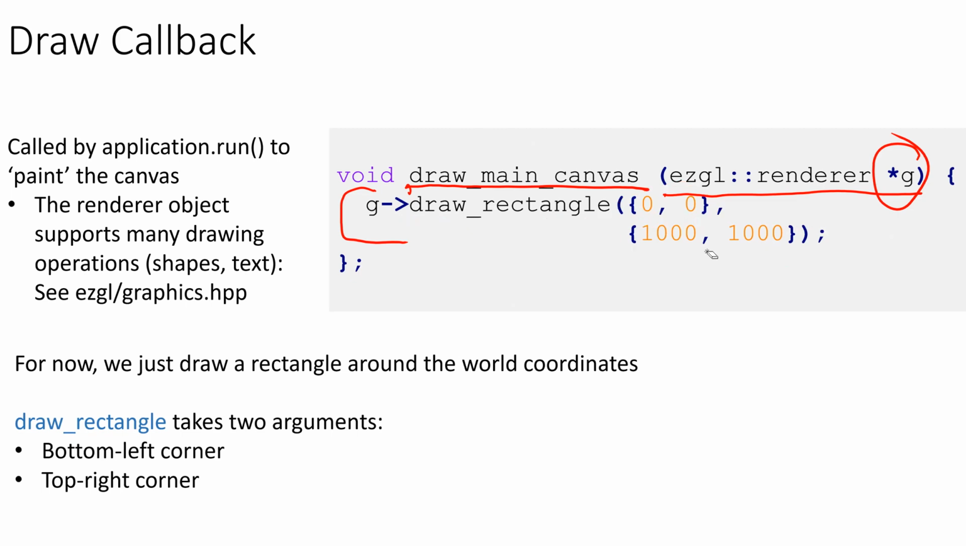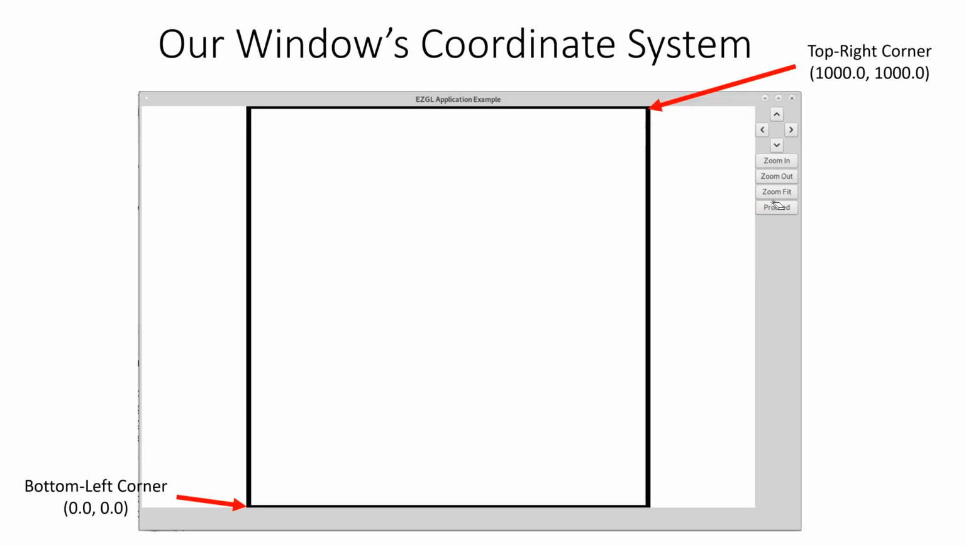So let's go look at what do you think this is going to draw? Given my coordinate system, how big do you think this rectangle is going to be? Is it going to be small? Is it going to fill most of the screen? What do you think? So I said the coordinate system was 0, 0 to 1000, 1000. Yeah, it's going to basically fill the whole window. So my drawing calls and my coordinate system should match. Okay, so this is what we expect to get.